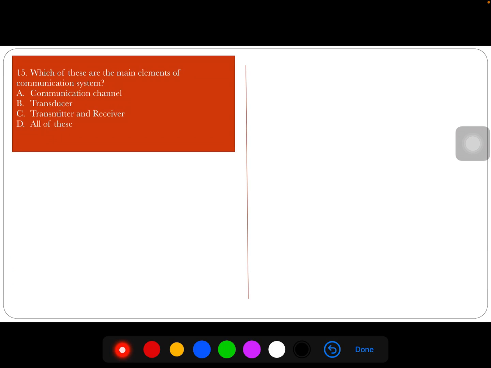Next question. Which of these are the main elements of communication system? See, there are various elements in the communication system without which the communication is not possible. And the options that are given in the question, they are all the essential elements, that is communication channel, transducer, transmitter and receiver. All these are the important communication elements without which the communication is not possible. So the correct option is all of the above.